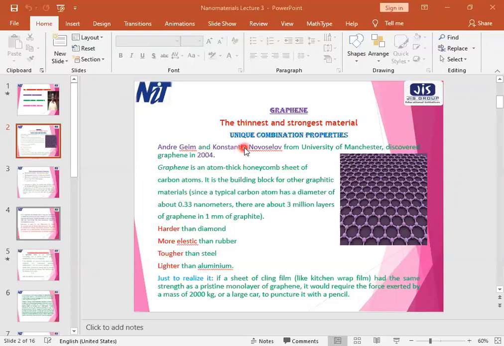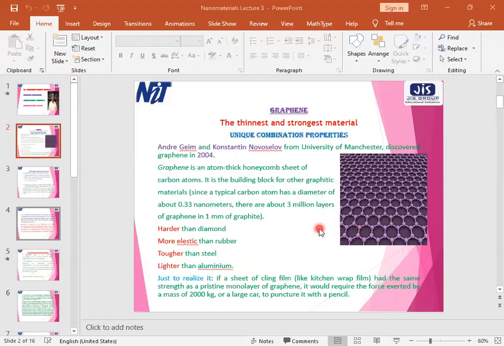What is the beauty of this? We will discuss it, but I'm telling you that this is the thinnest as well as the strongest material in the world. No material is as thin as this one, and it is the strongest material in the world. So graphene is an atom-thick honeycomb sheet. You see what happens actually in the carbons.